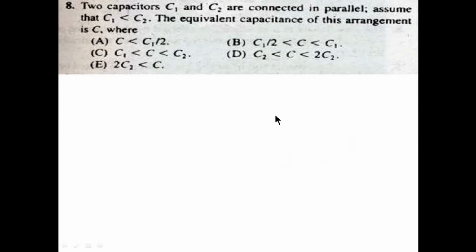Question number 8: two capacitors C1 and C2 are connected in parallel. Assume that C1 is less than C2. The equivalent capacitance of this arrangement is, option A, C less than C1 by 2, or C1 by 2 is less than C and this is less than C1, or C1 is less than C is less than C2, or C2 is less than C that is less than 2 C2, or 2 C2 is less than C.